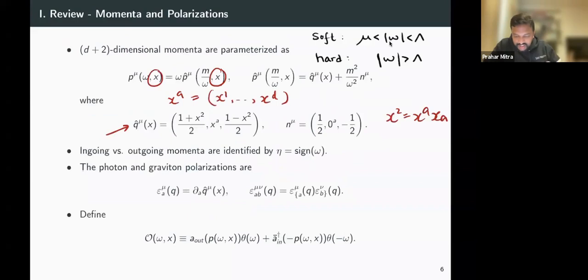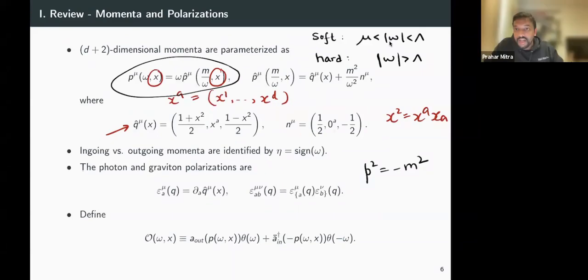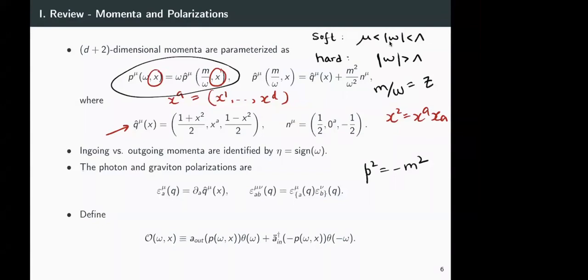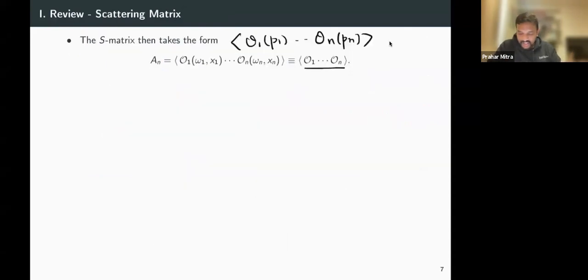To the eagle-eyed, you will know that p squared equal to minus m squared defines Euclidean AdS. And this coordinate system that I've introduced here are the Poincaré coordinates in AdS, with m over omega being the radial coordinate z. So these are the Poincaré coordinates. And so essentially taking z to 0 corresponds to moving to the boundary. And we know in AdS how to map a bulk operator to a boundary operator. You just use the bulk to boundary propagator. And that's what's been done here.